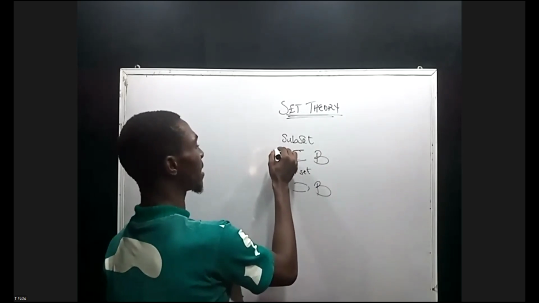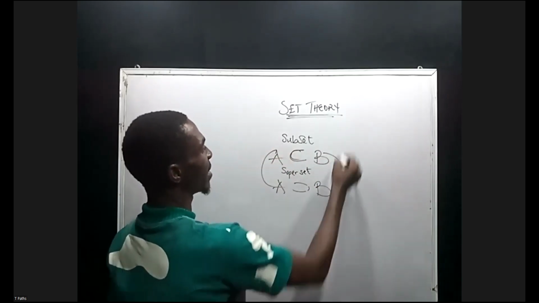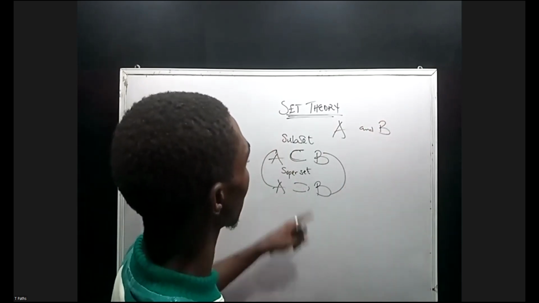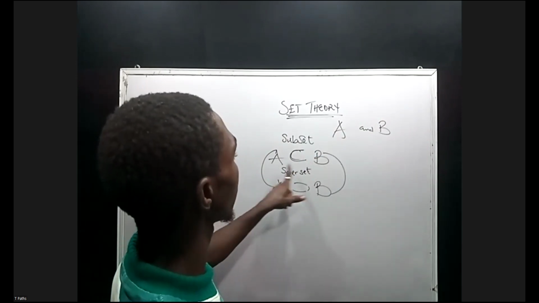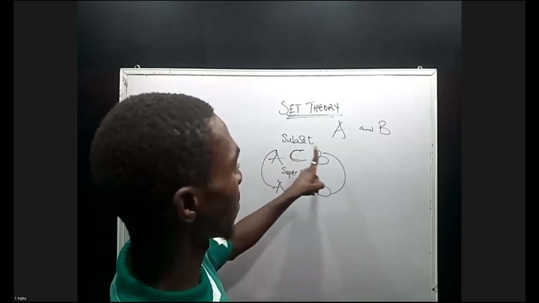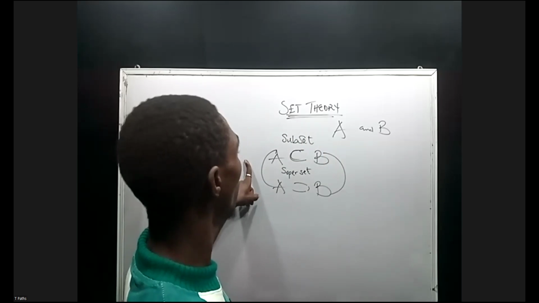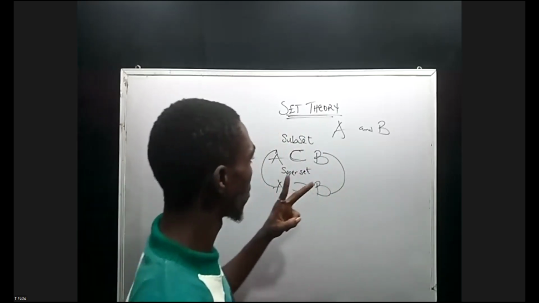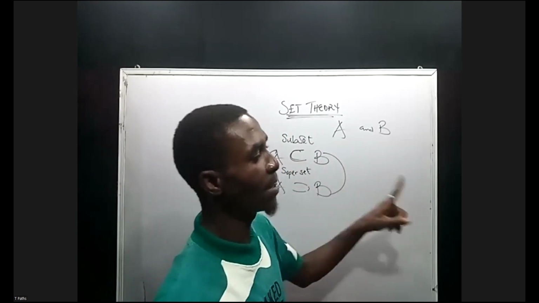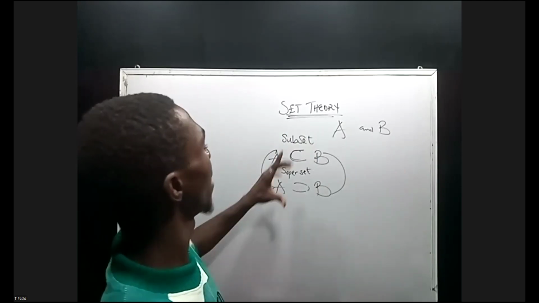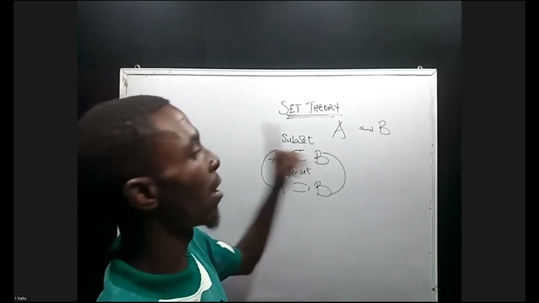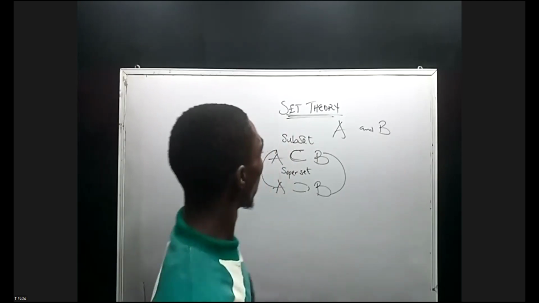Now, if I want to use the same two sets, set A and set B, to explain subset and superset, then I will say that A is a subset of B and B is a superset of A. I repeat, A is a subset of B and B is a superset of A. That is just the relationship between subset and superset. That is, every element of A can be found in B, but not every element of B can be found in A. That's just the relationship. Now, we are done with that part.